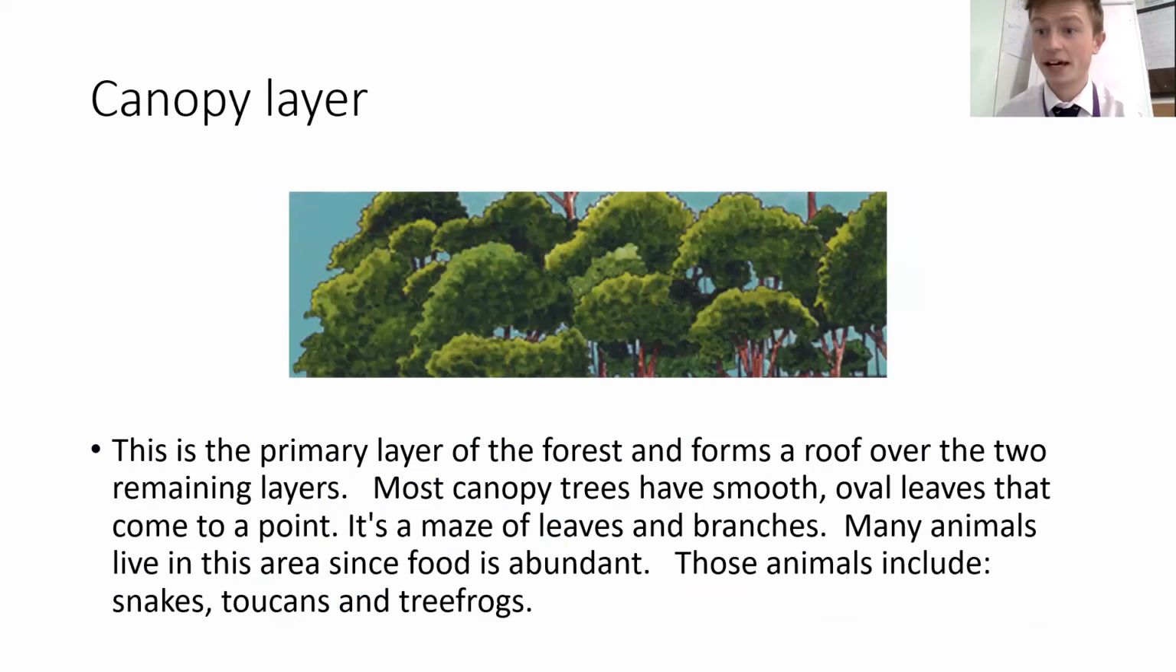Next, we have our canopy layer, so our second layer of the rainforest. This is the primary layer of the forest where most of the trees are, and it forms a roof over the remaining layers. Most canopy trees have smooth oval leaves that come to a point. It's a maze of leaves and branches, so lots of different animals can hide in there for protection against predators.